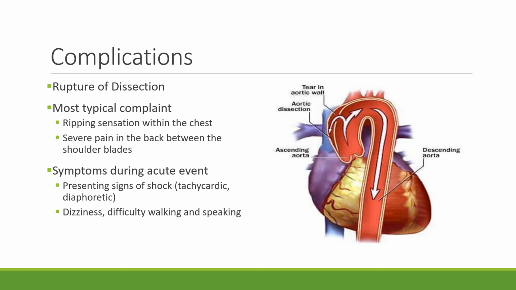The most typical complaint for patients experiencing aortic rupture or dissection is a ripping sensation within the chest. They may describe it as a severe pain in the back between their shoulder blades. Other symptoms during an acute event would be similar to the presenting signs of shock, and those include things like tachycardia and diaphoresis. They may also be dizzy, have difficulty walking and speaking.